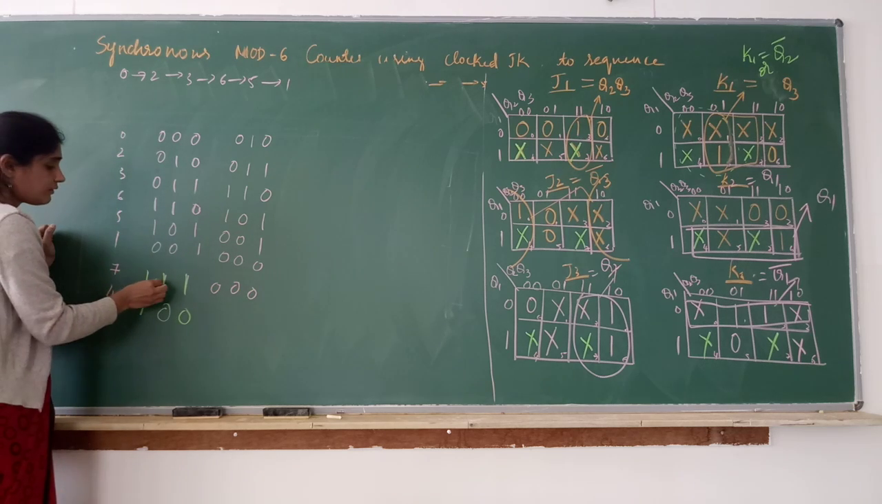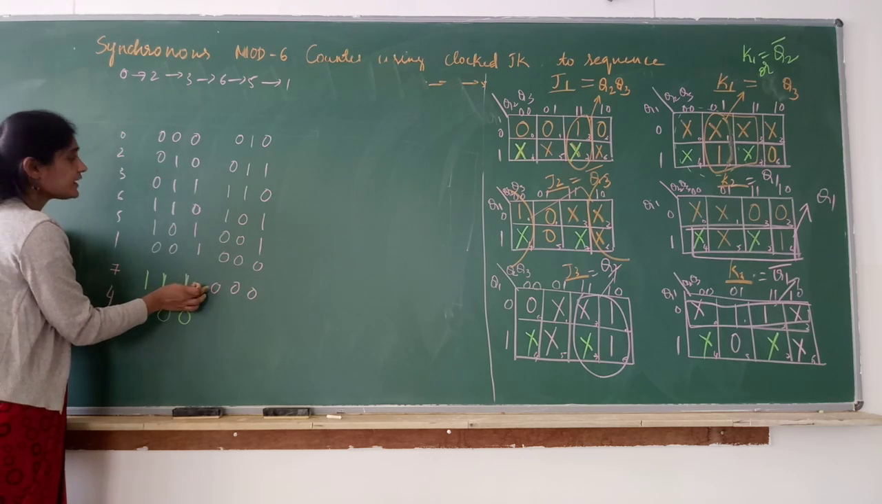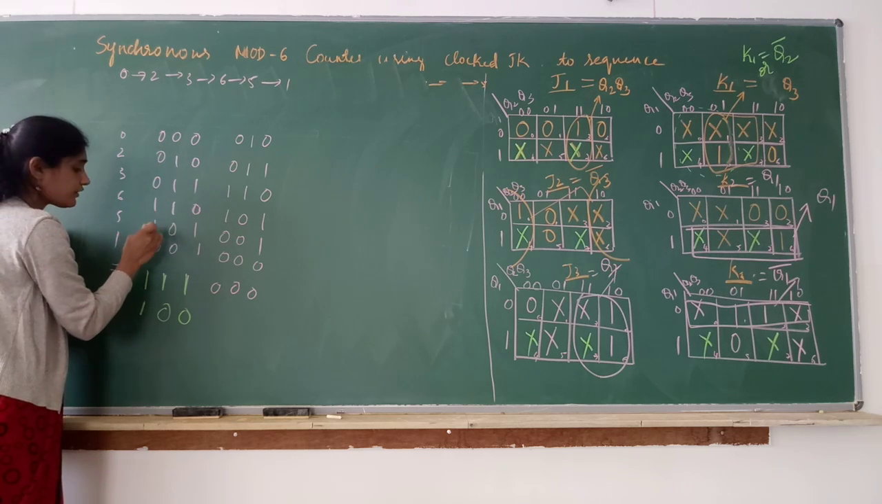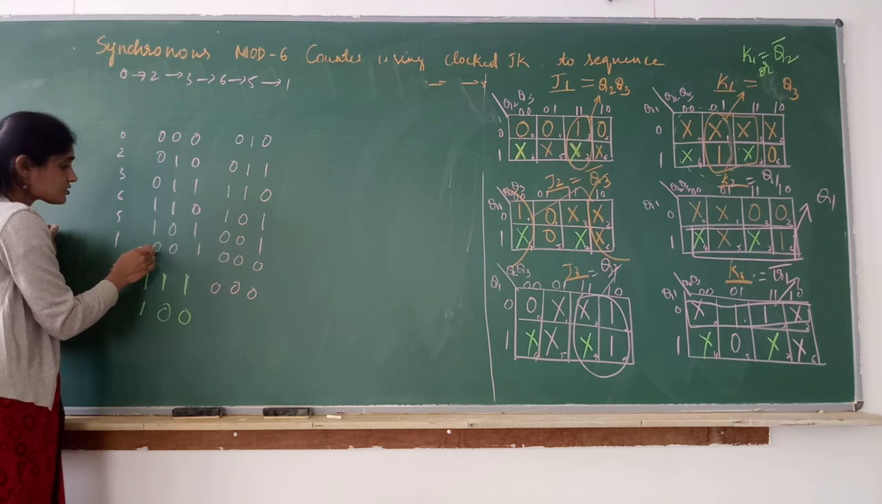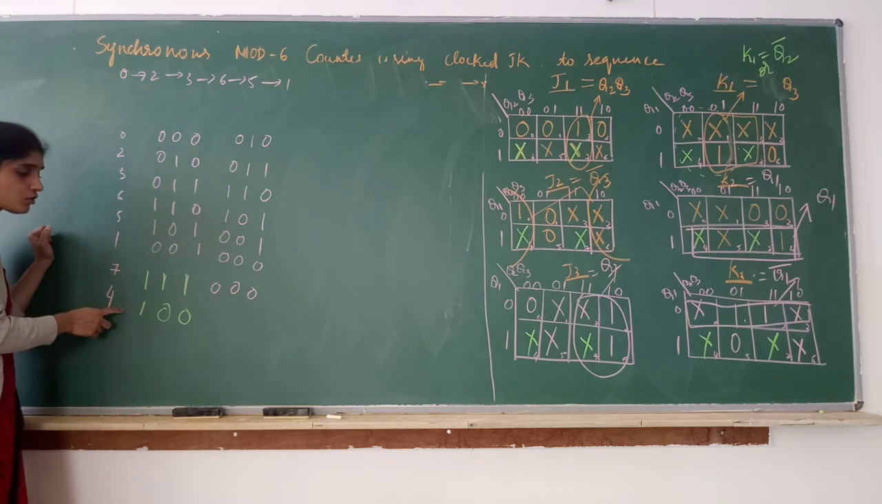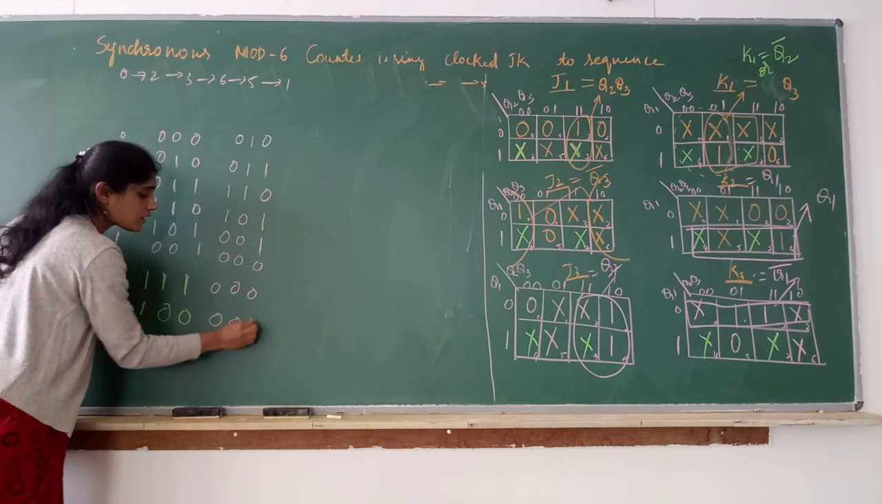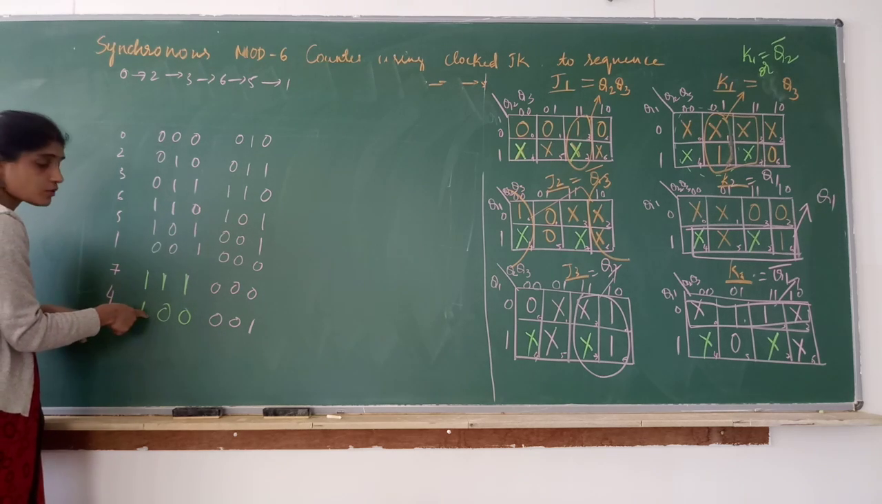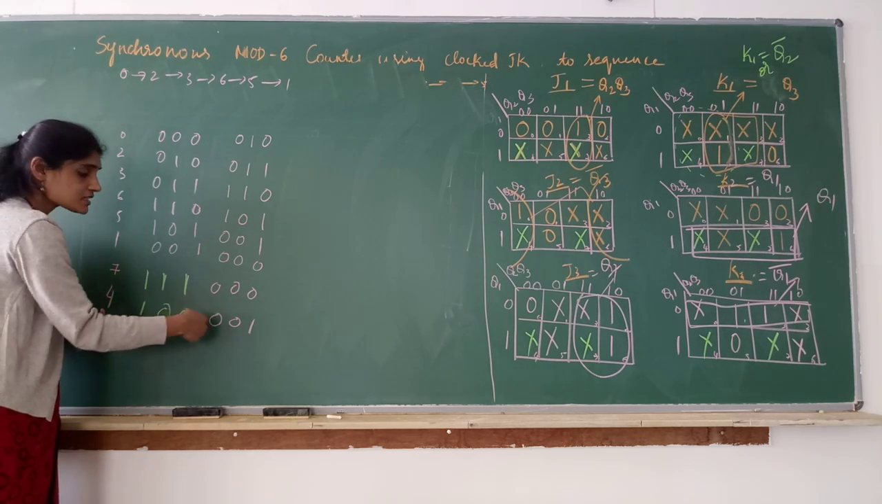What happens? When the counter enters state 7, it comes back to 0. From 0 to 2, 2 to 3, 3 to 6, 6 to 5, 5 to 1, and again from 1 to 0, like that it repeats. Same way, if the counter is at 4, 1 0 0, let it start from 0 0 1.